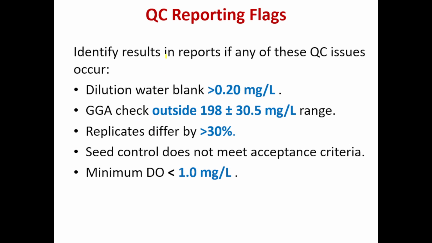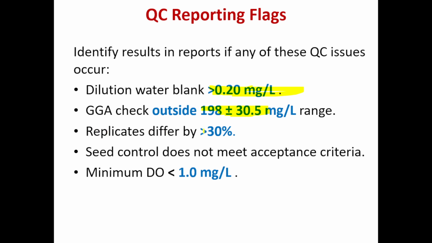About quality check reporting flags, the dilution water blank should not be more than 0.2 mg per liter. The GGA check should be within this range. If it is outside this range, we need to report. Identify the result in the report if any of these quality check issues occur. If these quality check issues occur, then we need to discard or raise a flag.